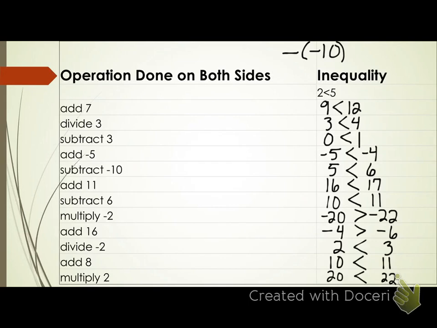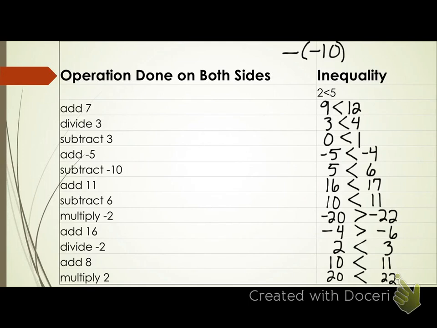When I divided by a positive, it stayed the same. So the only time my inequality symbol flipped was when I multiplied or divided by a negative. Does everyone see that? Any other time it stayed the same. When we're solving our inequalities today, any time I multiply or divide both sides of the inequality by a negative, my inequality symbol will flip. Does that make sense? Because it's changing both of the signs on both sides of the inequality.